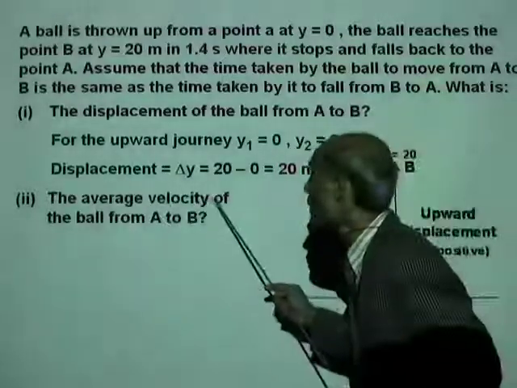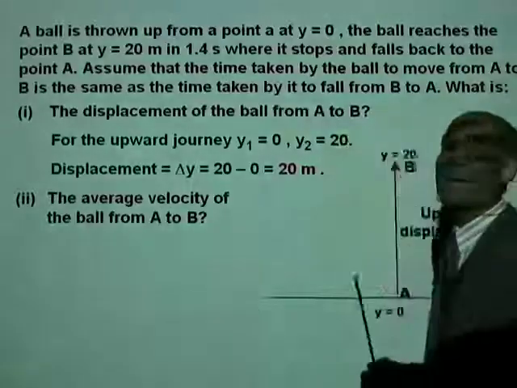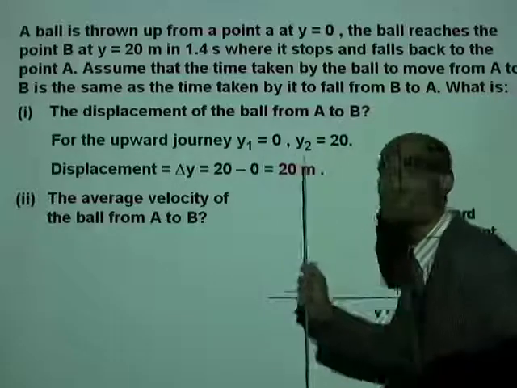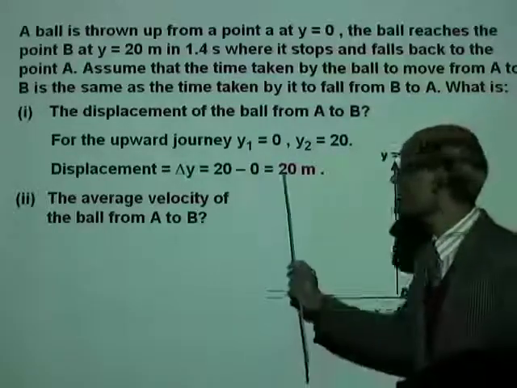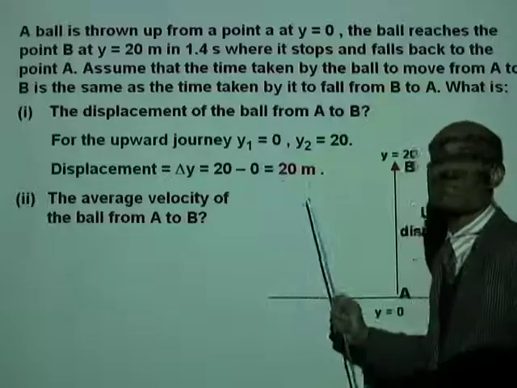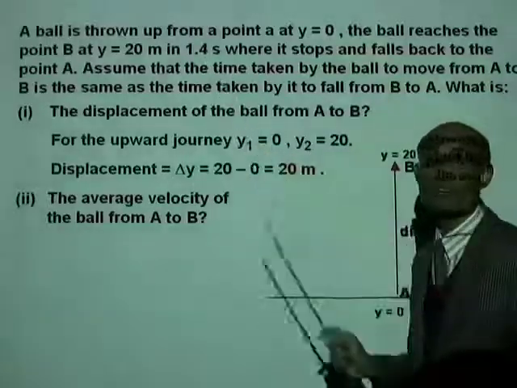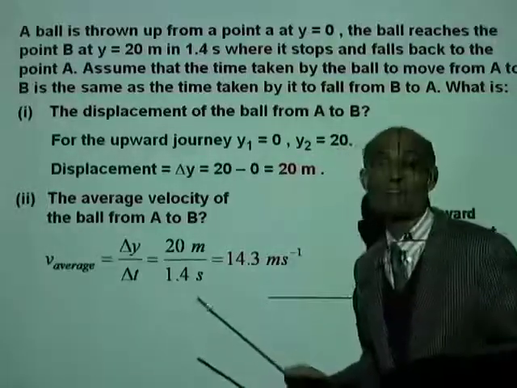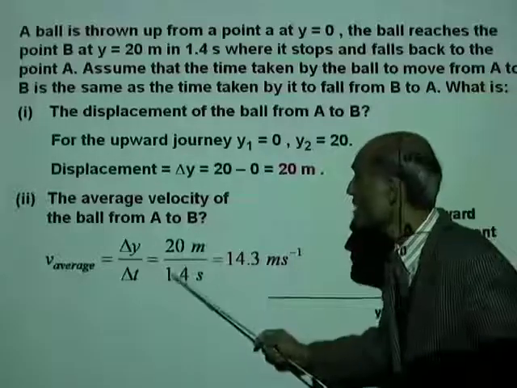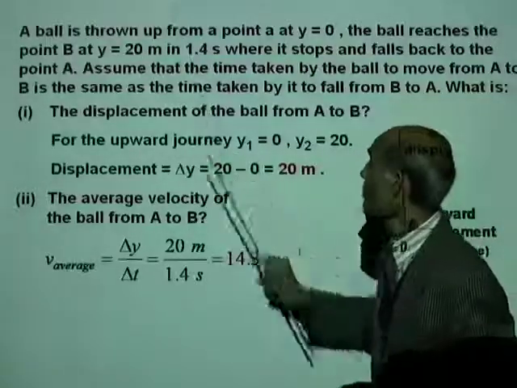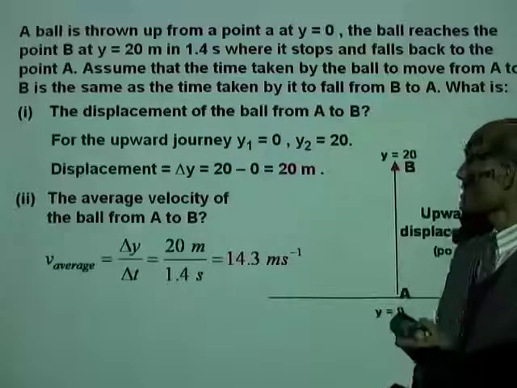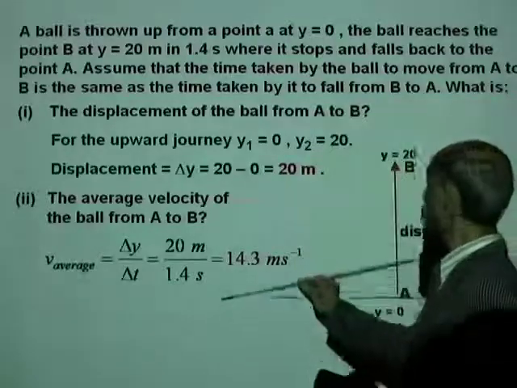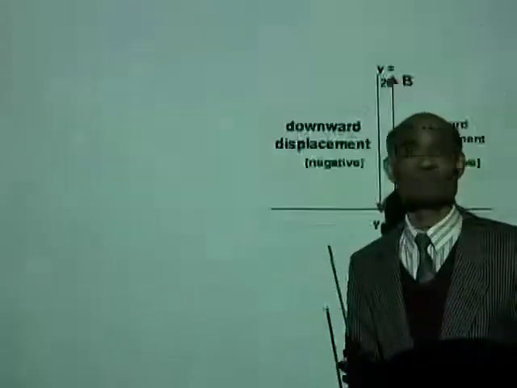What is the average velocity of the ball from A to B? Average velocity is displacement divided by the time. What is the time taken to do this displacement? It is 1.4 seconds. Therefore, V average is delta y divided by delta t. That is 20 meter divided by that 1.4 seconds. That is 14.3 meter per second. This is for the upward journey of the ball.